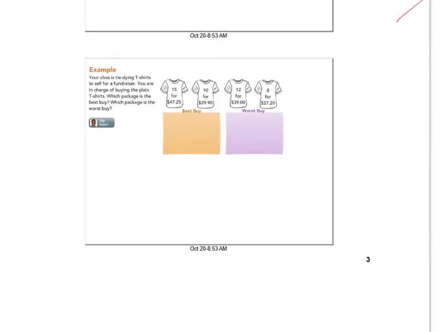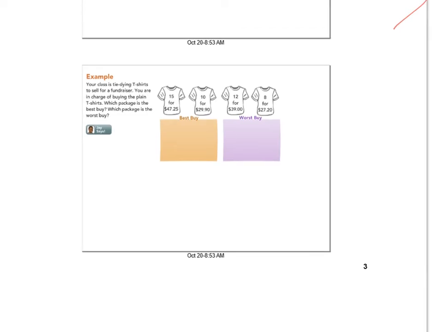So your class is tie-dyeing t-shirts for a fundraiser. You are in charge of buying the plain t-shirts. Which package is the best buy? And which package is the worst buy? Since there are 4 different options for t-shirts, we're going to have to do this 4 times to see what the price is for each one.